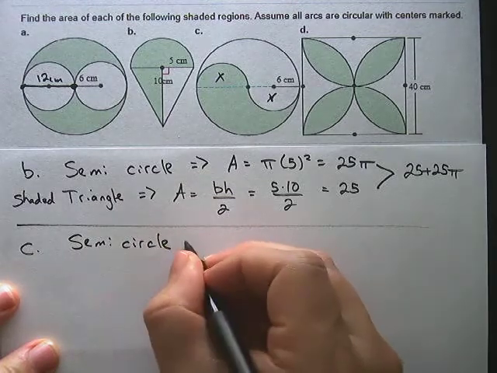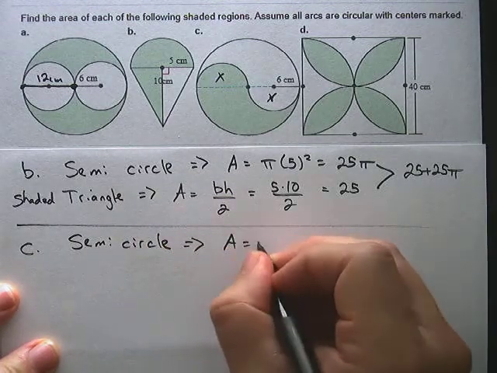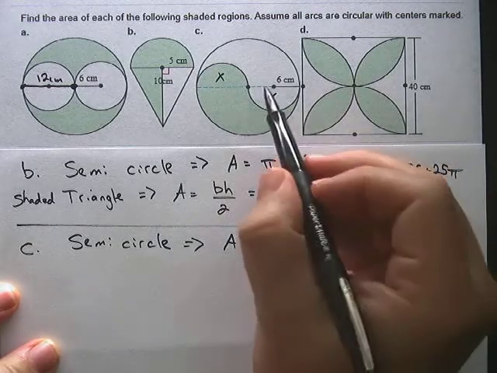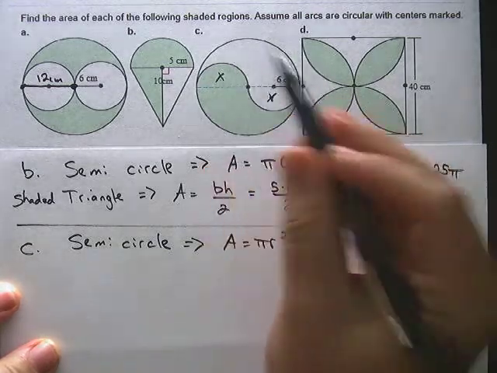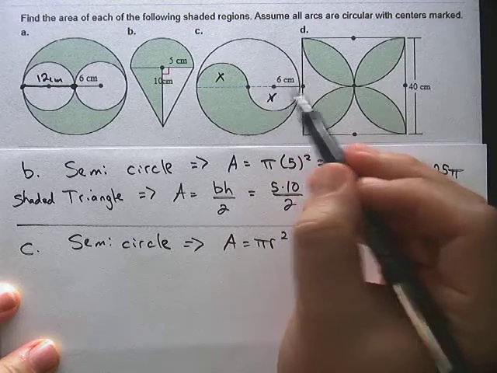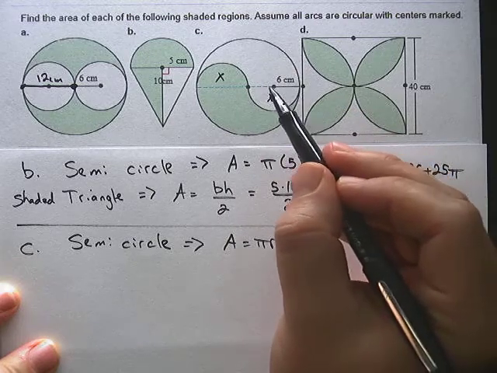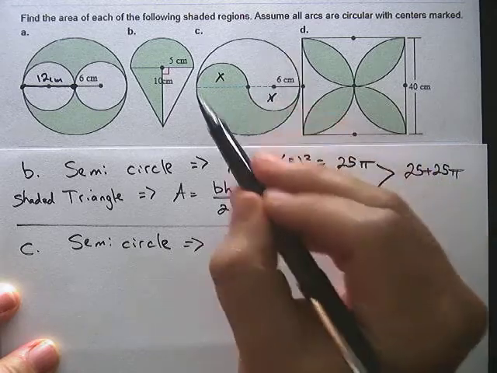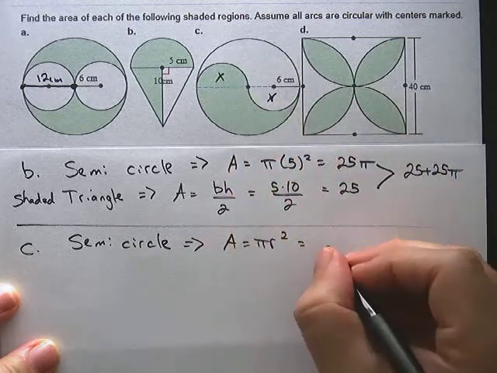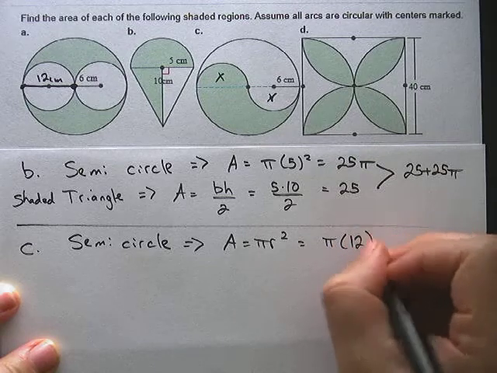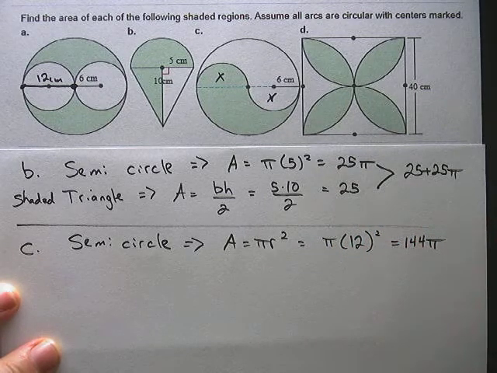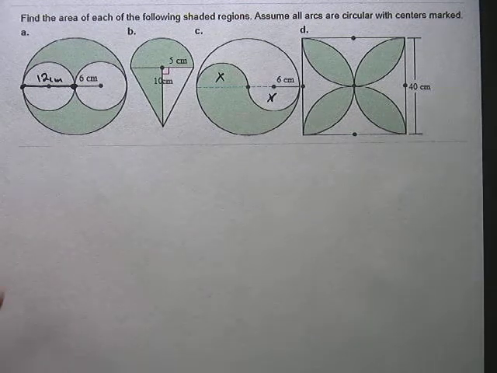And the area of a semicircle is A equal to pi r squared. What is the radius of this entire circle here? Well, if this is 6, and 6 plus 6 is 12, the radius of this big circle is 12. So that is pi times 12 squared. 144 pi is your answer. All right, now for the last one.